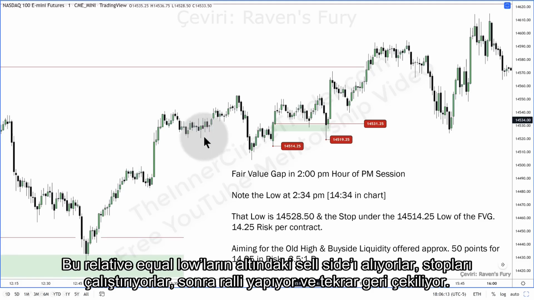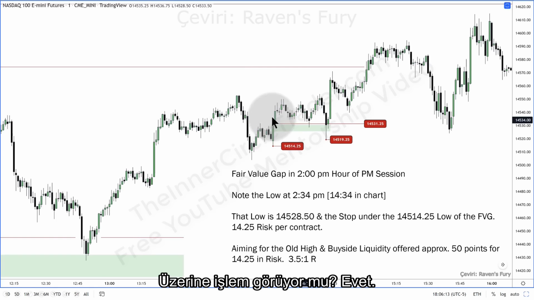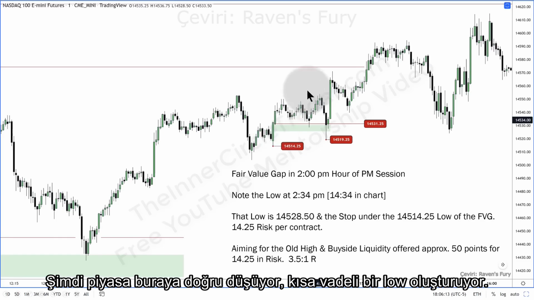So they take out the sell side below these relative equal lows, take those stops out, and then it rallies, and it drops back down. Now here, watch. We have a swing high right here. It breaks it. Does it trade above that? Yes. Was it energetic? Yes. Does it have a fair value gap? Yes. So now the market trades down into it here, creates a short-term low.